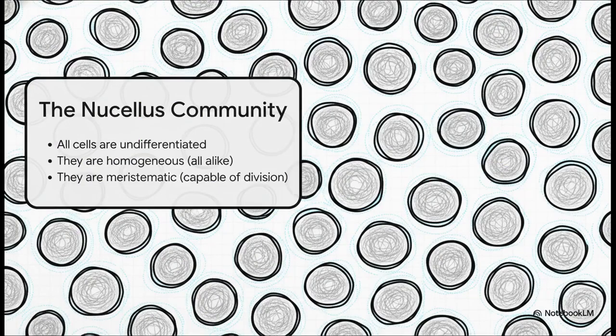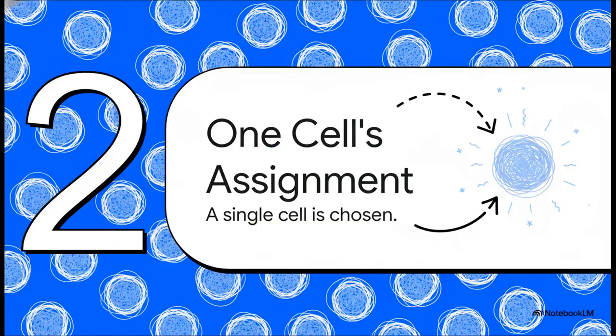Now, what's so cool about these initial cells is their potential. First, they're undifferentiated, which just means they haven't decided what they want to be when they grow up yet. They're also homogeneous, so they all pretty much look and act the same, kind of like blank slates. And crucially, they're meristematic. It's a bit of a mouthful, but it just means they're like plant stem cells with this amazing ability to divide and become something totally new. And that potential is about to be unlocked, because out of this whole crowd of identical cells, one is about to be singled out for a very, very special purpose.